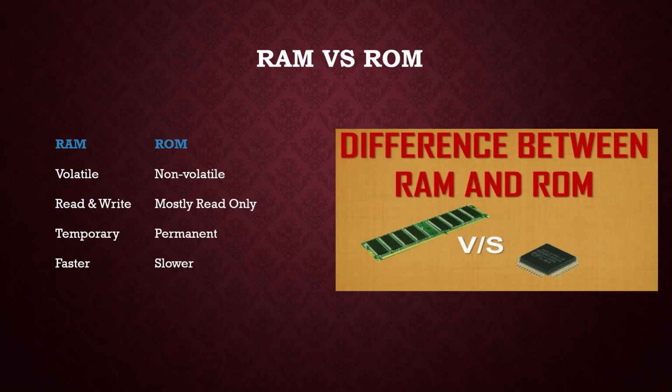RAM is temporary storage, and ROM is permanent storage. RAM is faster, while ROM is slower when compared. This is the difference between RAM and ROM. In the picture you can also see this is the RAM and this is the ROM. This is RAM, temporary.